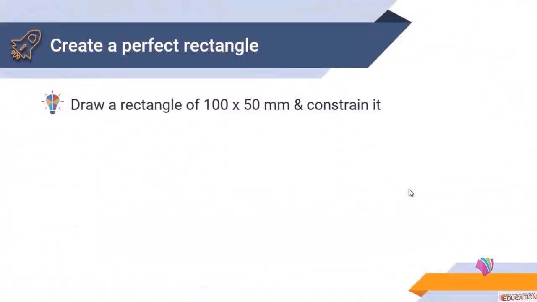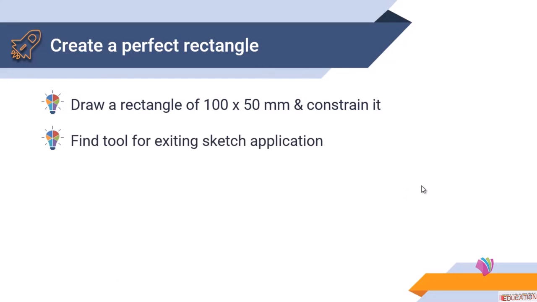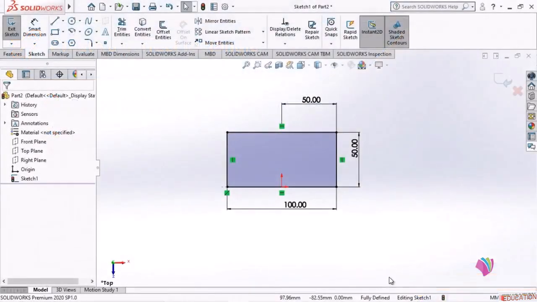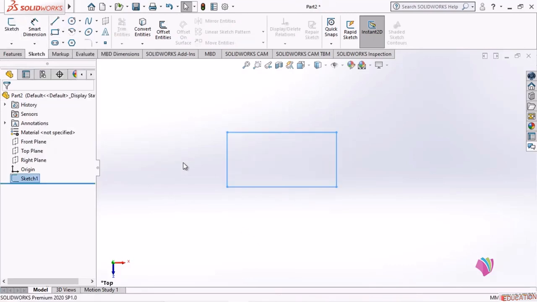Now that we have created a completely constrained rectangle of 100 into 50, the next step is to find the tool which is used for exiting the sketch application. Now in Solidworks we have to find the term exit sketch or exit workbench or exit application, anything with an exit. You can see, first we will move over to the left top corner. Here we have this exit sketch. Just click on this and the sketch has been exited. You can see the color and the dimensions have gone. So this is the solid modeling application of Solidworks.